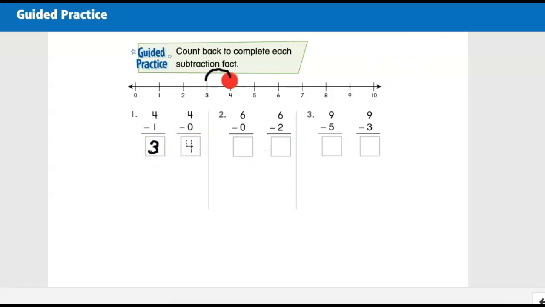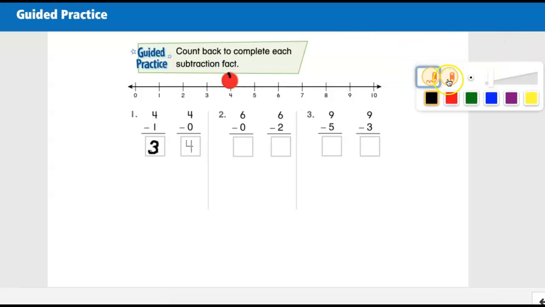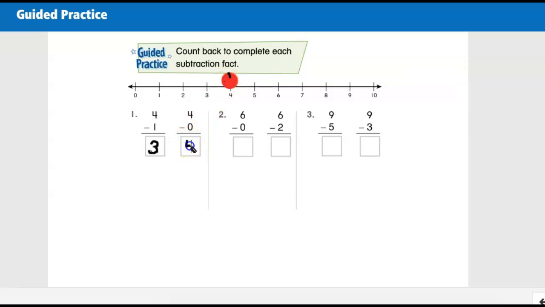And just like in our problem that we saw in our video, now if I have 4 and I subtract 0, that means I do not jump at all. I still stay exactly the same. I would not jump. I would stay at 4. So that is an example of how to solve number 1. That one was done for us. Let's look at number 2.